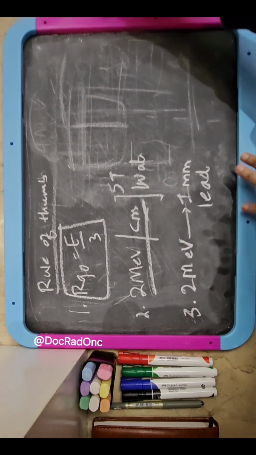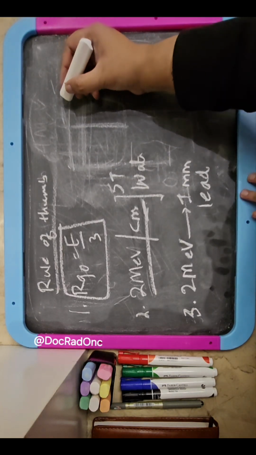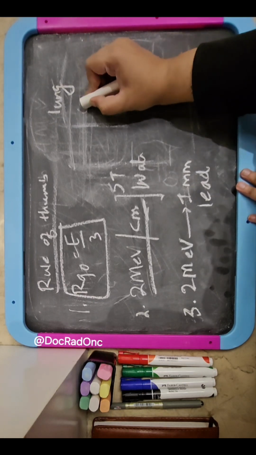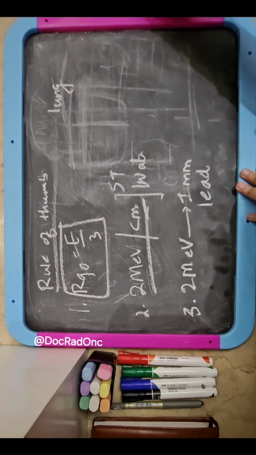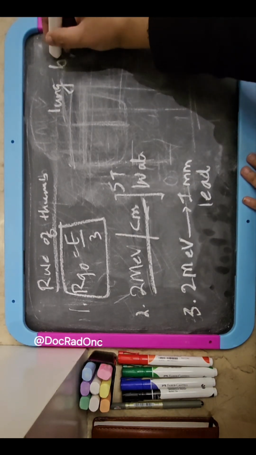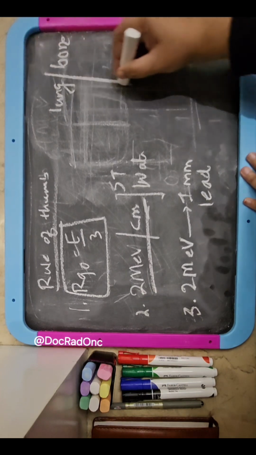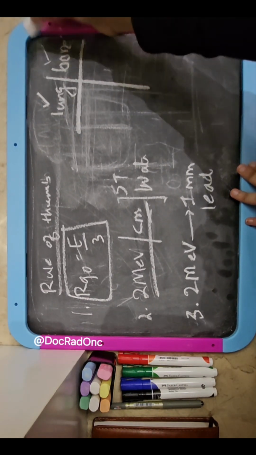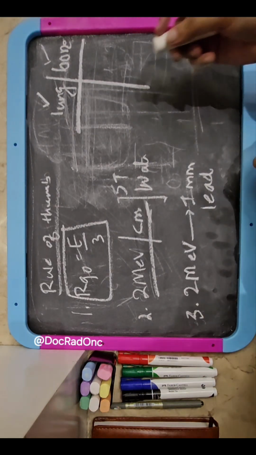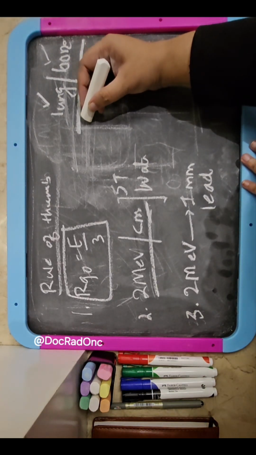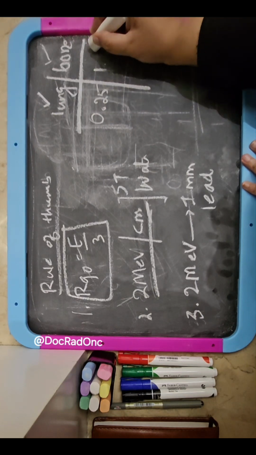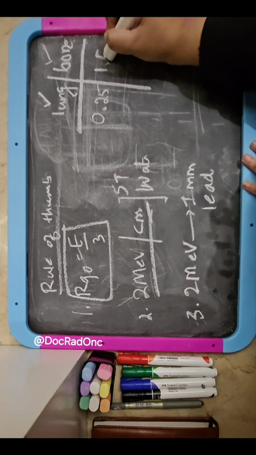So you need to understand that the density of the lung is different, and the density of bone is also different. So the underlying tissue can be lung, can be bone. The density over here is 0.25, here it is 1.5. These are some of the values that you have to remember.